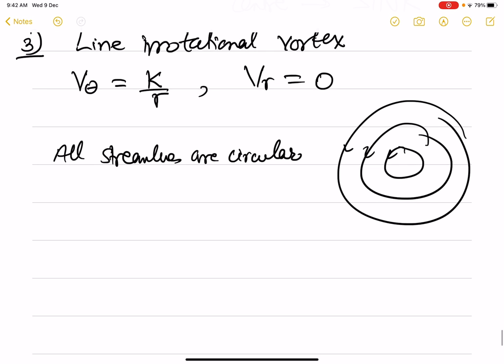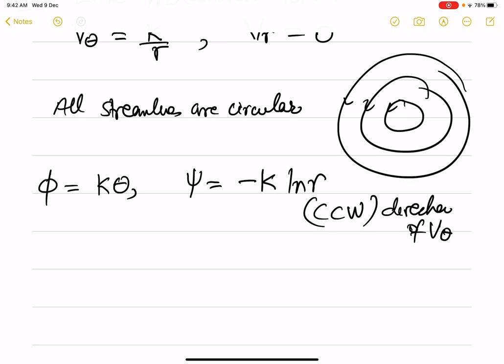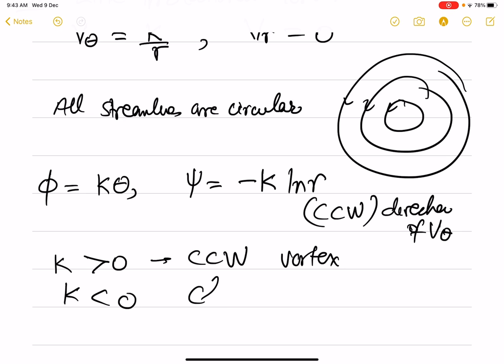So if we put v theta is equal to k by r and we work out, then phi will turn out to be equal to k times theta, and psi will turn out to be equal to minus k log r, and this is for a counterclockwise direction of v theta. So these are the expressions for phi and psi. And if k is greater than 0, then we have a counterclockwise vortex. And if k is less than 0, then we will have a clockwise vortex.